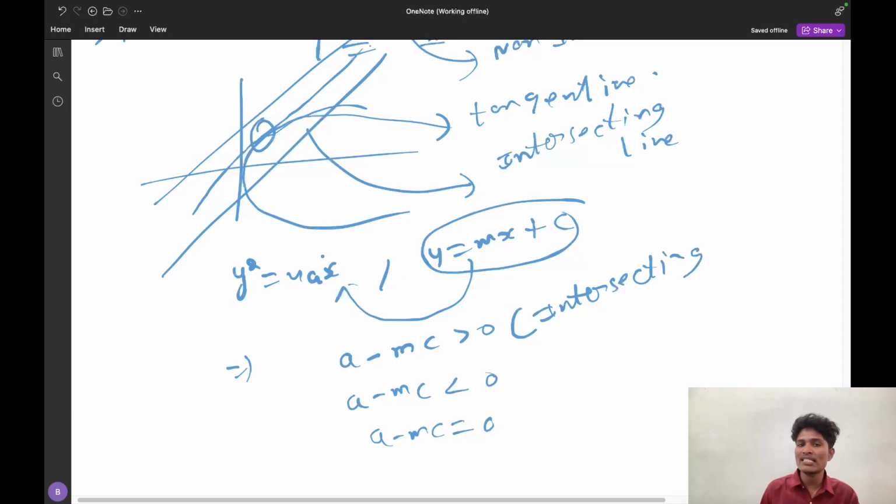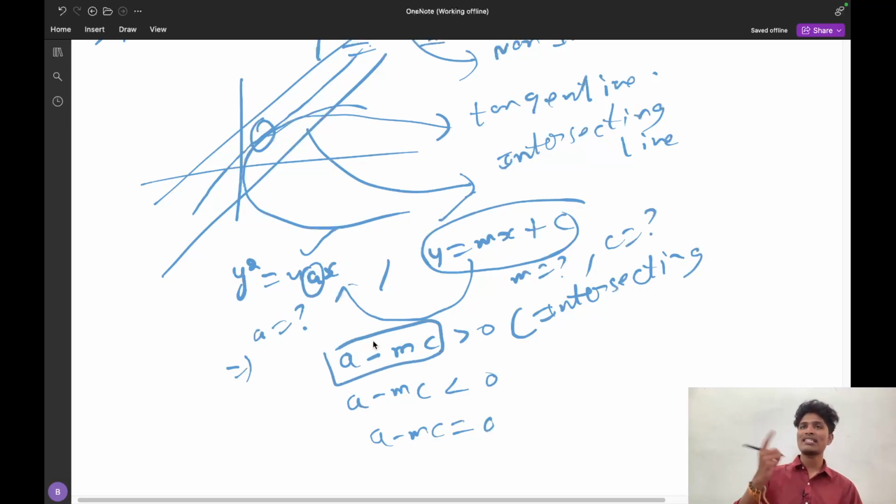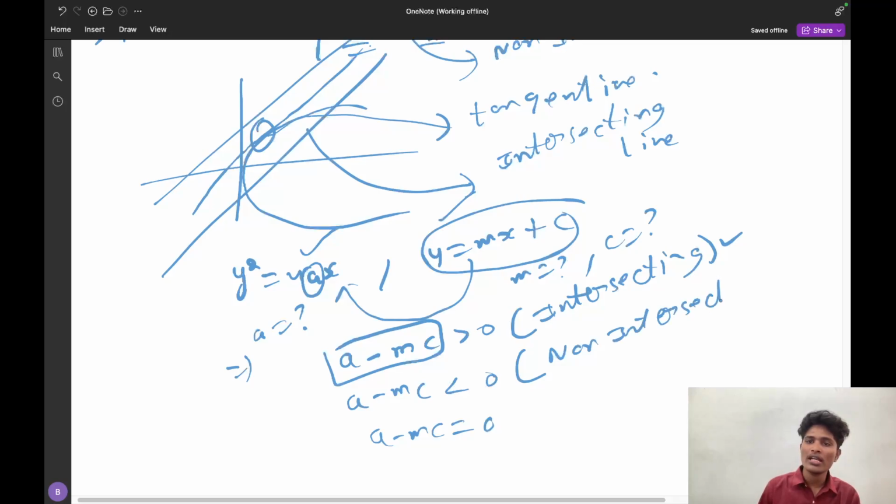So when the parabola and the line are given, you have to find the value of a and calculate the value of m. Also calculate c, and then find the relation a minus mc. If a minus mc is greater than 0, then it is intersecting. If it is less than 0, it is non-intersecting. And if it is equal to 0, it is tangent.